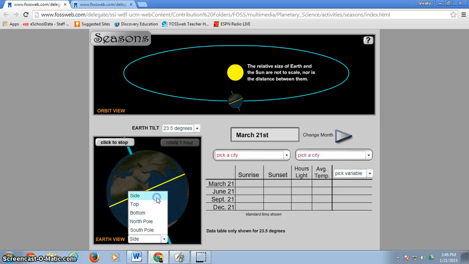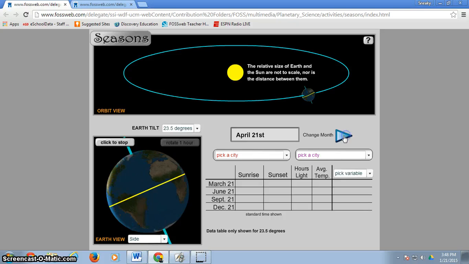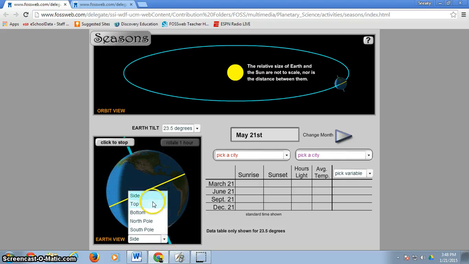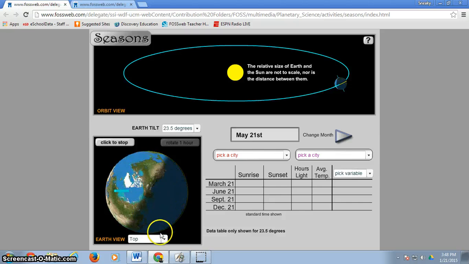If we switch to that side view, it's not all in darkness. We're just looking at the nighttime side. Switching back, actually changing months. So we go to April, and then to May. Again, we can start to see that the northern hemisphere is going to be getting some more light. You can see that the North Pole is now in the daytime side.